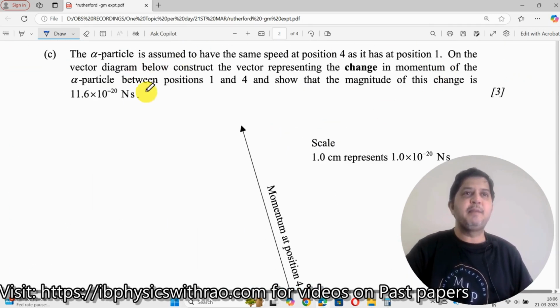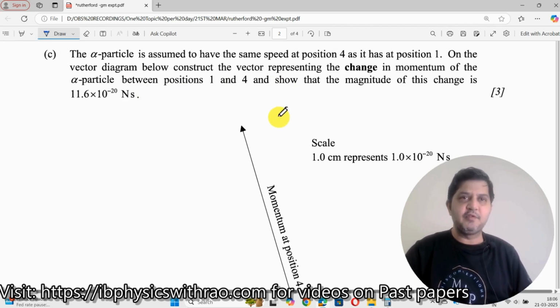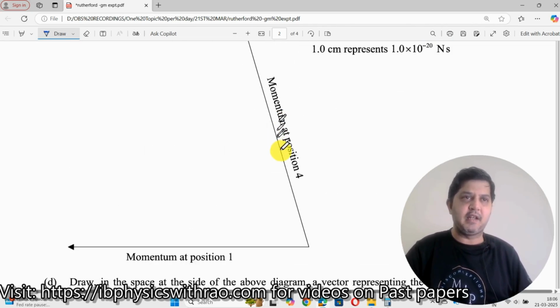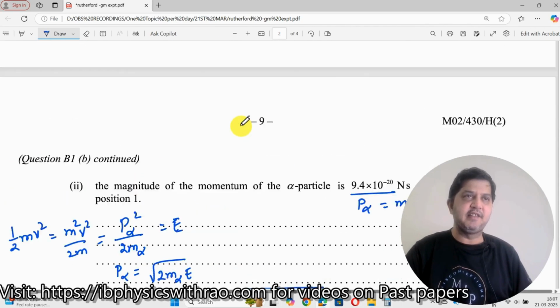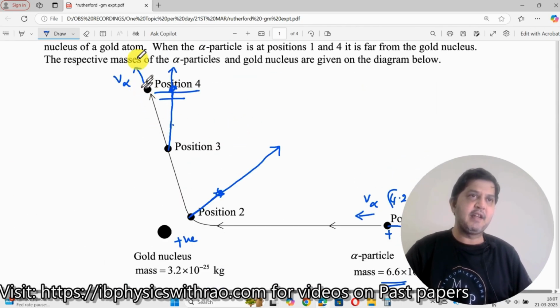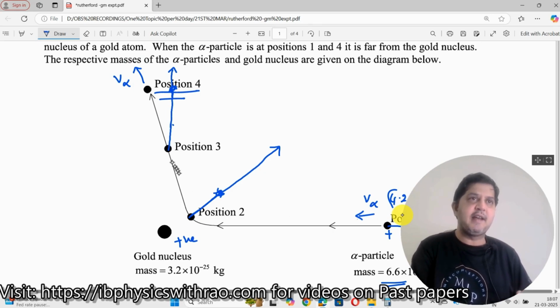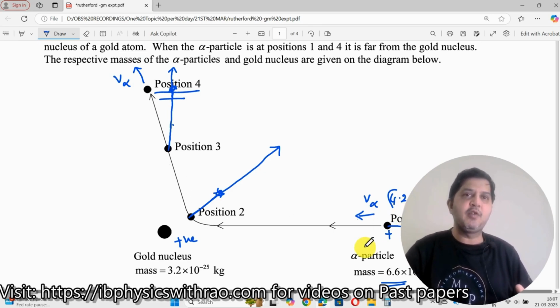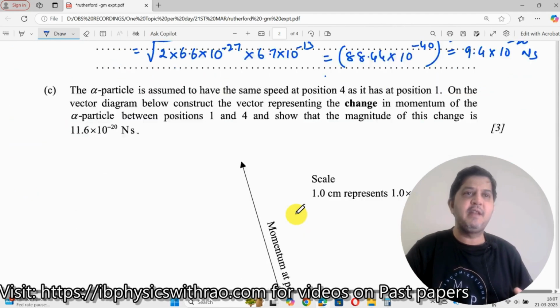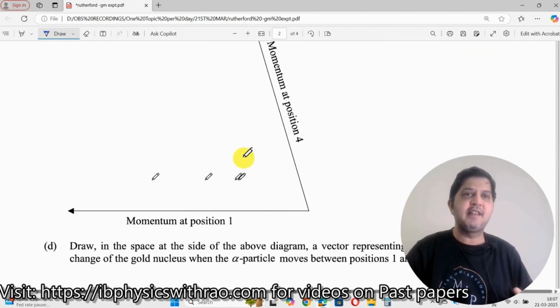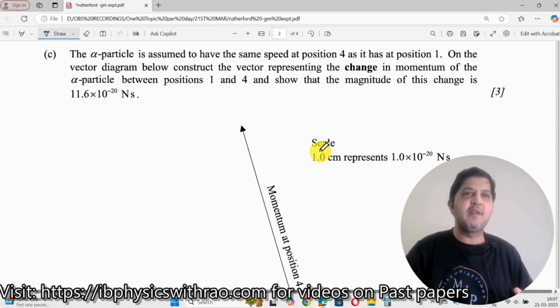On the vector diagram below, construct the vector representing the change in momentum of the alpha particle between positions 1 and 4. Oh, he has already written this momentum vector. See, this vector is directed like this. If I multiply this by m alpha, I'll get a vector like that. And this, if I multiply by this, you get a vector like this. One is towards the left, the other one is going away from here. So this should be m v alpha and m v alpha on both the sides. Now what is he asking?